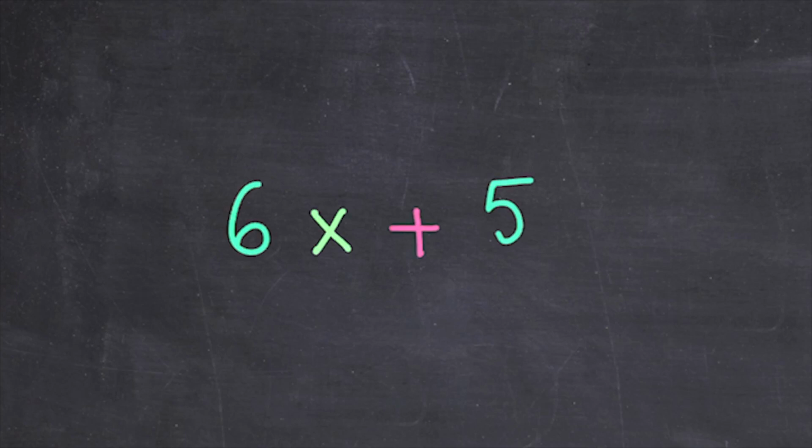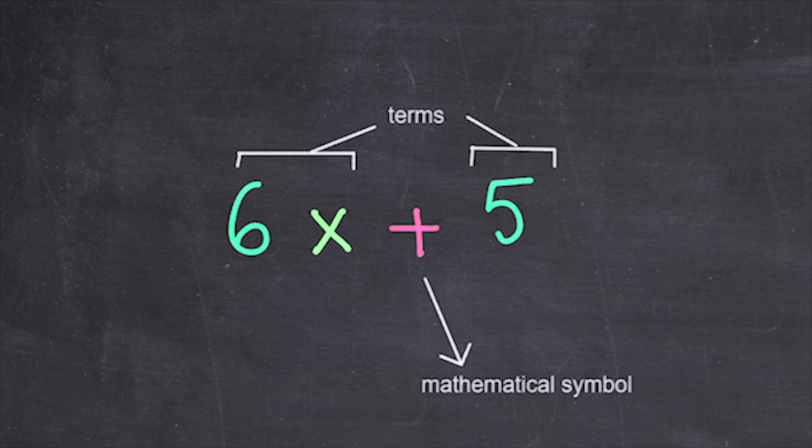We are now going to look at the different parts of an algebraic expression. In the expression 6x plus 5, 6x and 5 are called the terms of the algebraic expression. The addition sign in between is the mathematical symbol used in this particular expression to show that 6x and 5 are getting added. Moreover, the terms in the algebraic expression are separated by mathematical symbols. Depending on the number of terms in an algebraic expression, they might have different names.